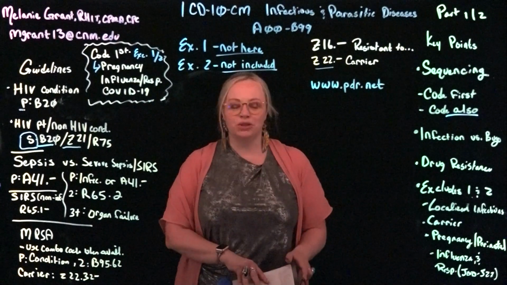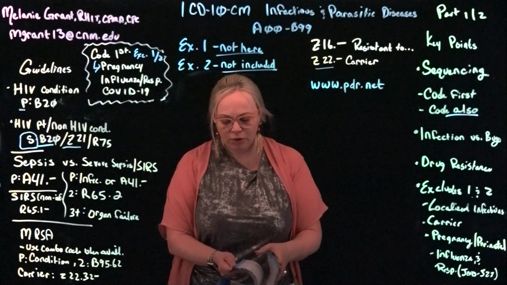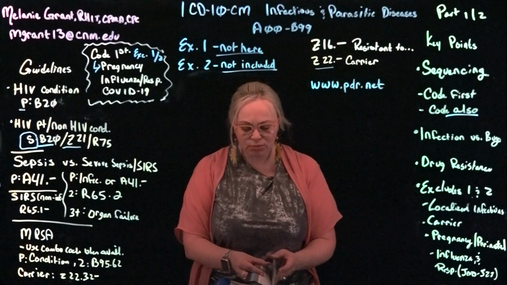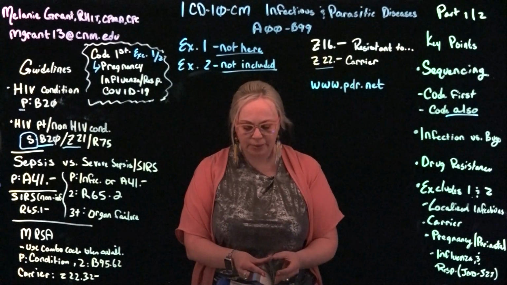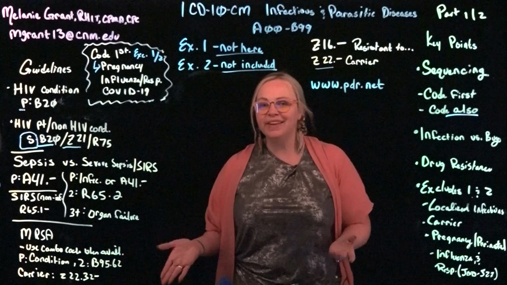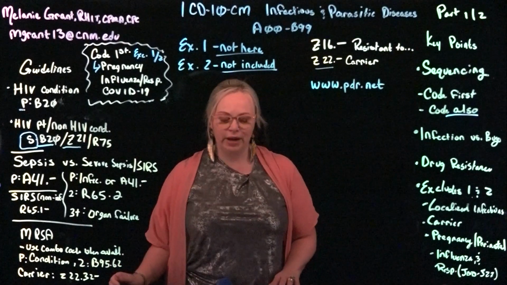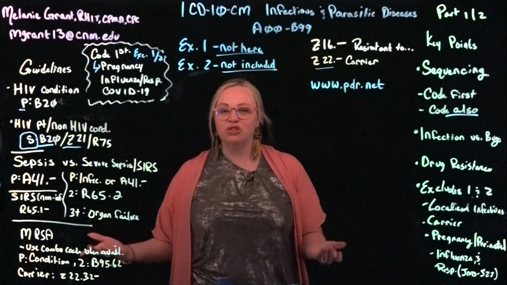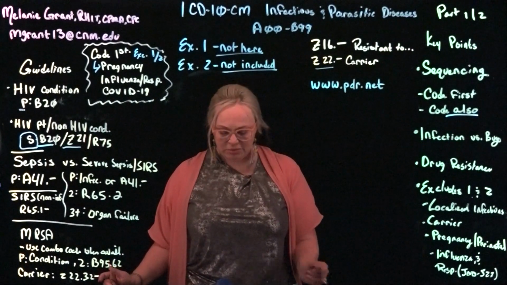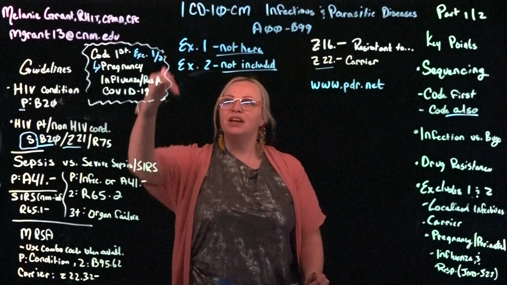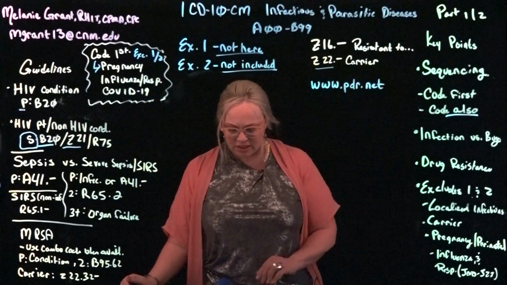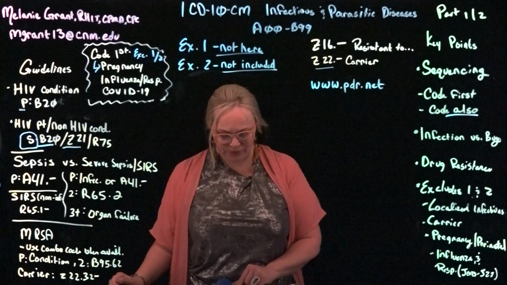Looking at A00 through B99, in my code book at the very beginning of my coding tabular, I have a couple of really cool references I'd like to point out. Yours may be a little different, but make sure to look into your guidelines if you don't have this in the same area. The first thing I have is an instructional notation that just reminds me what some of my terminology means when I'm looking, for example, at exclusion 1 and exclusion 2 notes, as well as some of the references for code first or use additional.